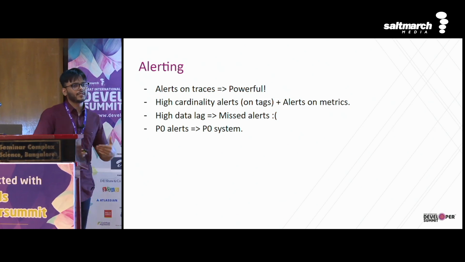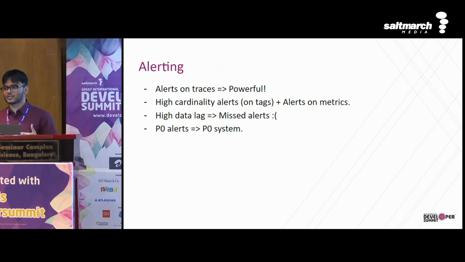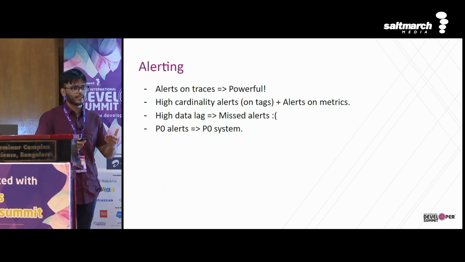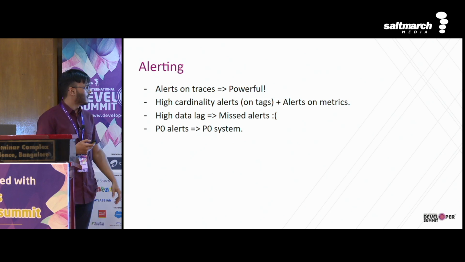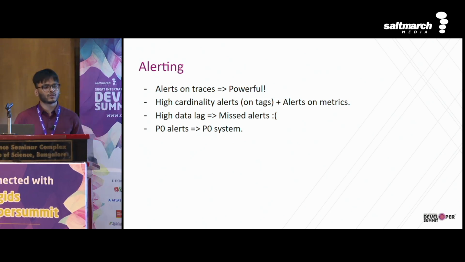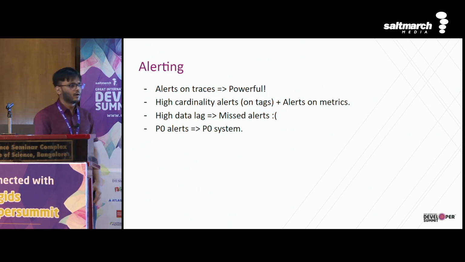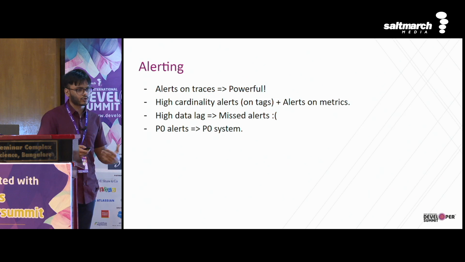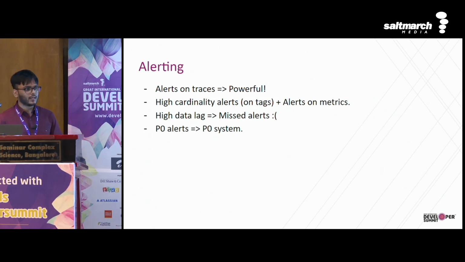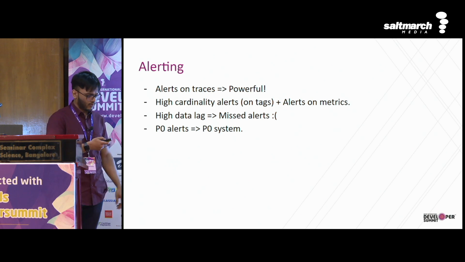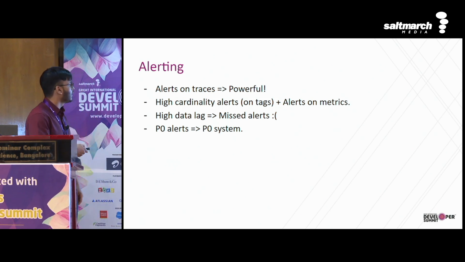But if you want P0 alerts on a system, you have to treat your system as a P0 system. So you ensure that the data lag is not exceeding, say, 5 or 10 minutes. If you miss any alerts, which we did initially, it really raises questions about whether we can trust this system. Because it's a new system, people are still warming up to it. This is the first question: are we missing alerts? They generally don't ask it of, say, Prometheus or the logging platform.